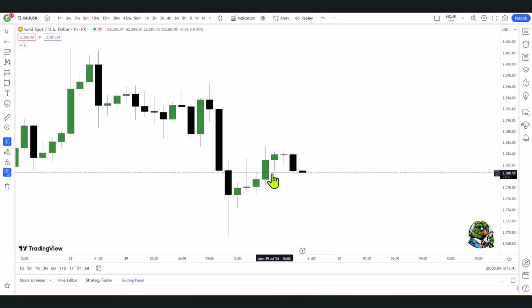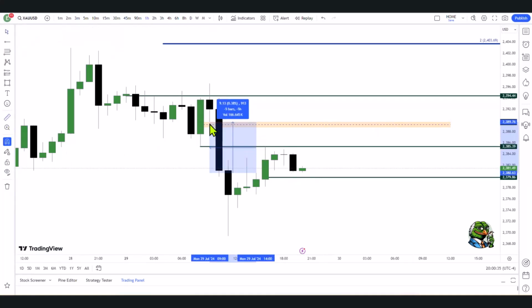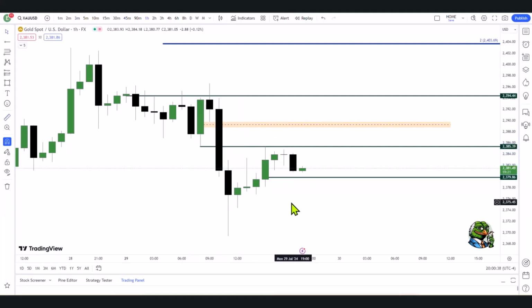So I'm expecting a reaction from here, and I do think we'll take out these highs. This is 2386. So I want to see if we come back up to here. That's kind of what I'm looking at, as a scalp trade back up to this 2390 level. That's just going to be a small scalp from there to there. All I'm looking for is 50, 60 pips. There's enough range to get that.